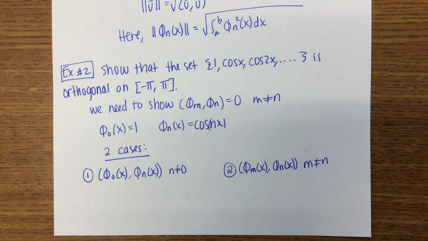If one of them is 0, isn't the whole thing orthogonal? I'm going to say yes, we could write that as cosine of 0x.